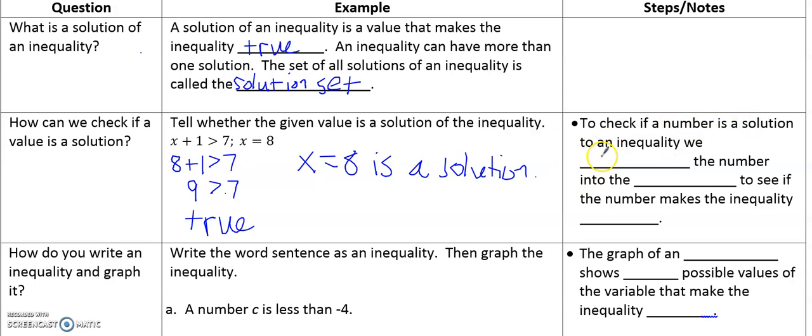To check if a number is a solution to an inequality, what was that word? Started with S. When the teacher's not there, you have a different teacher. You substitute. You put another value that's equal to that variable in its place. Substitute the number into the blank, into the variable, to see if the number makes the inequality true.